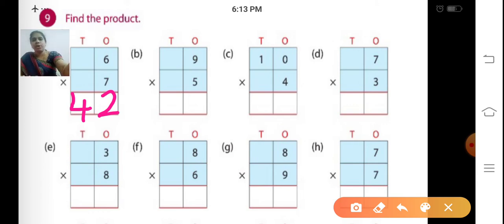And you can multiply this way also. 7 6s are, or 6 sevens are. Which table is easy for you? You can multiply either way because the product will be the same for both the answers, right?